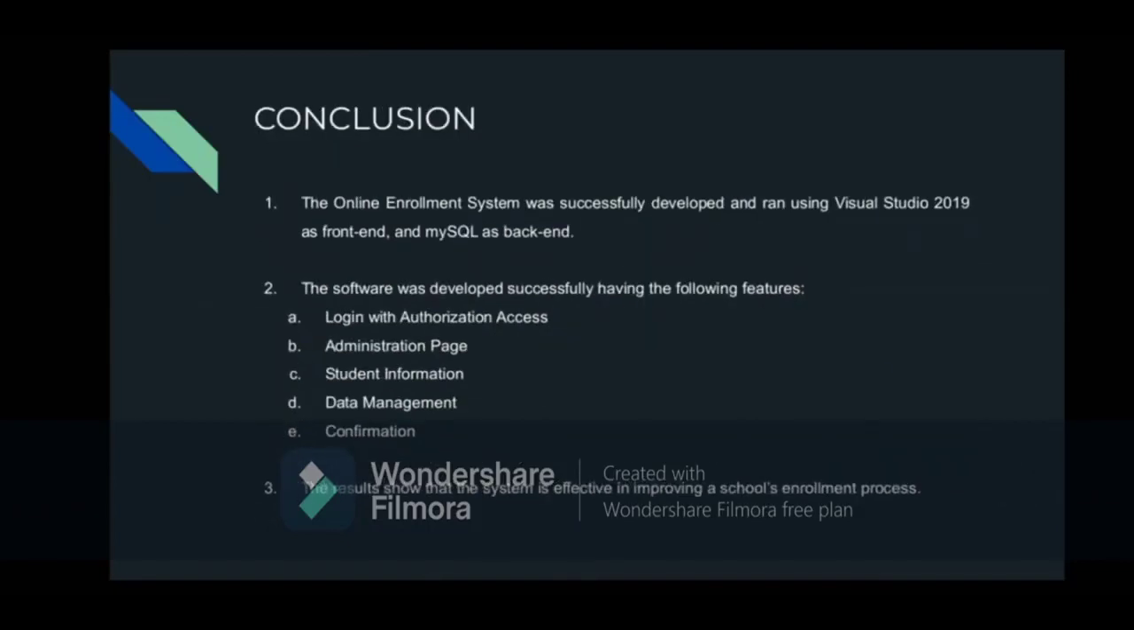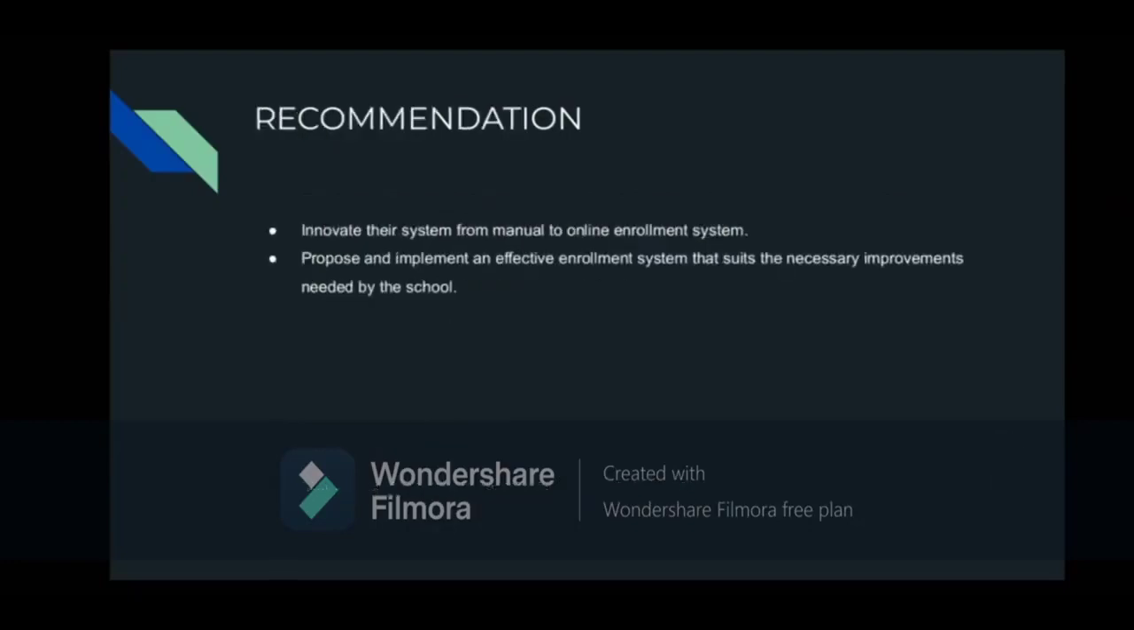In our conclusion, we have indicated how we successfully manage our system. Of course, we didn't forget to indicate the features. And last but not the least, our recommendation will be to innovate the system from manual to online enrollment system. Provide and implement an effective enrollment system that suits the necessary improvements needed by the school.